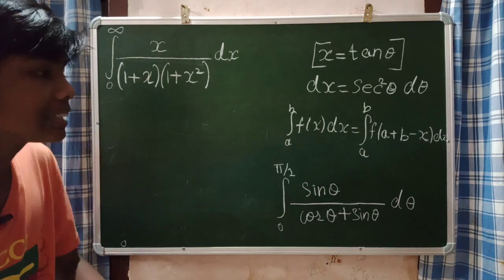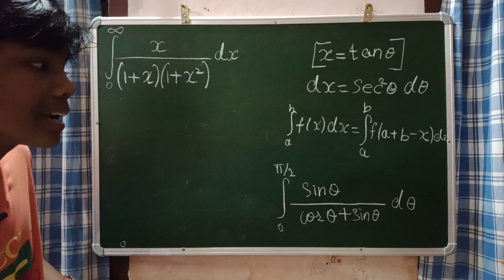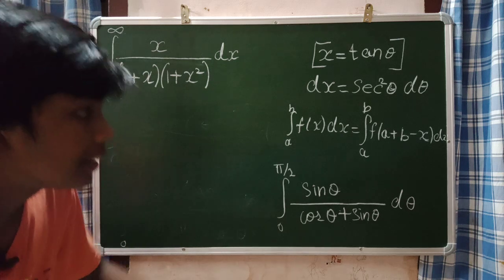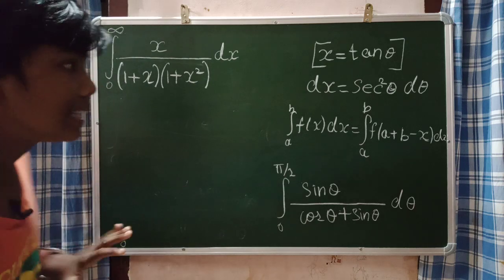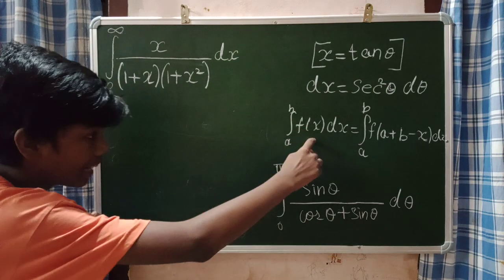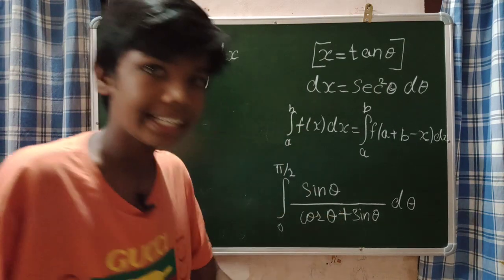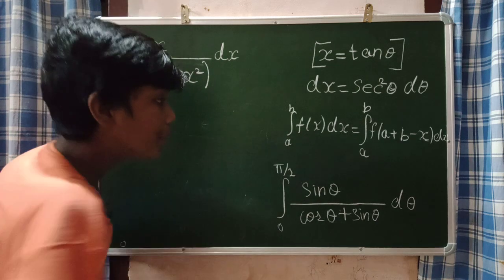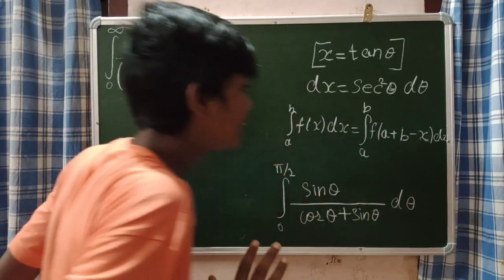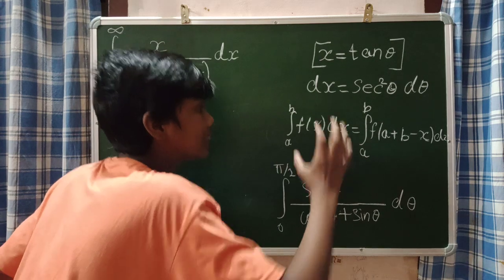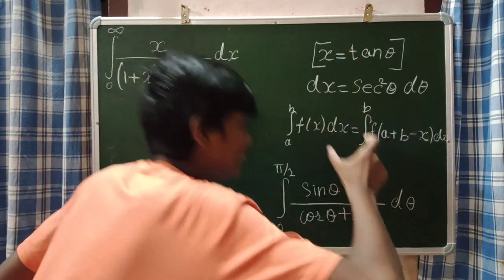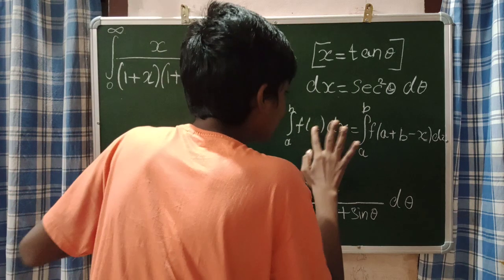F of pi by 2 minus x, what will be the value of f of pi by 2 minus x? You should put theta as f of pi by 2 minus x. Listen carefully, instead of x, you should put theta. Why? Because we are having every angle in terms of theta. So instead of x, you should replace x as theta. So I will replace x as theta.